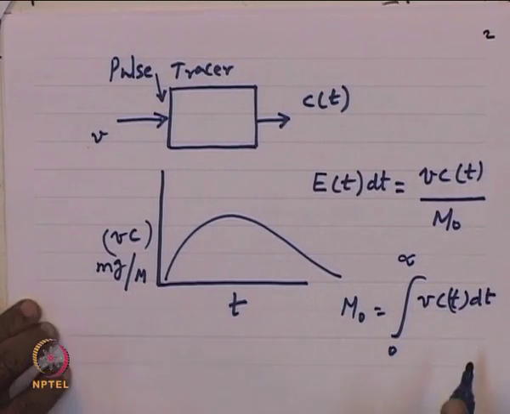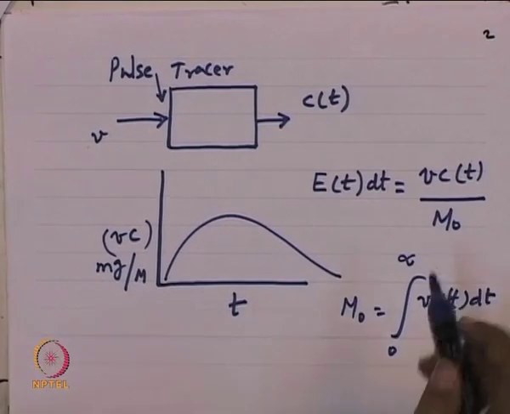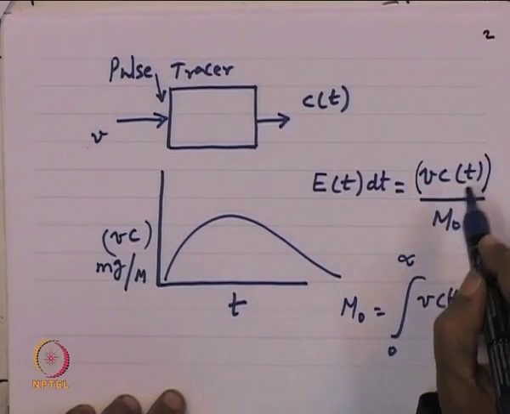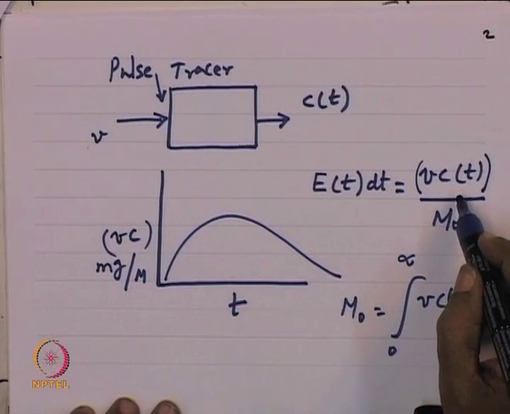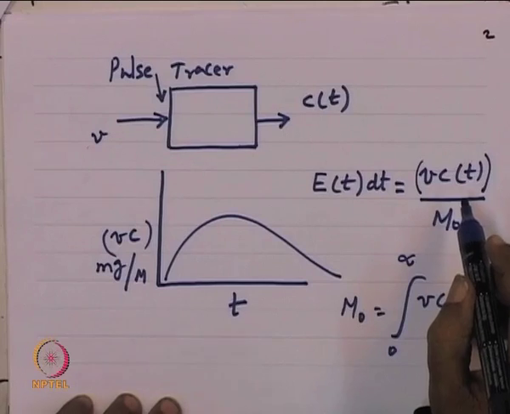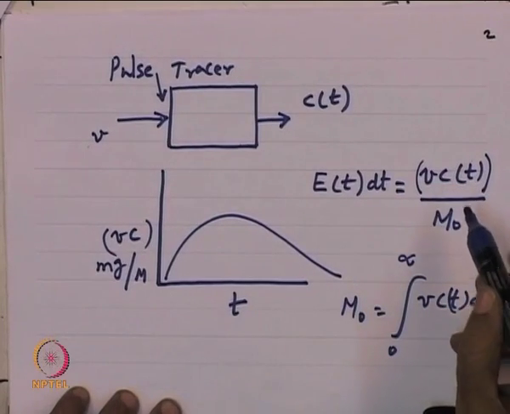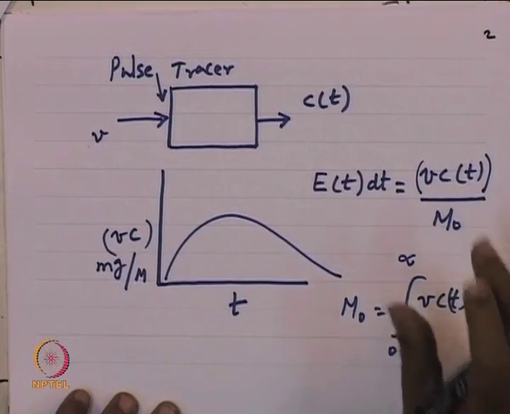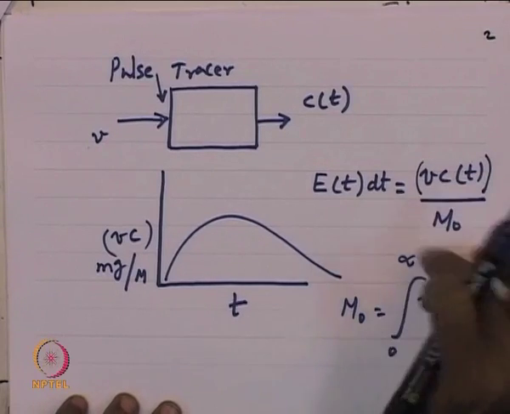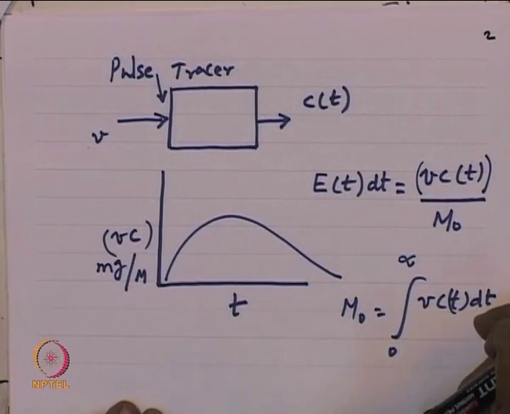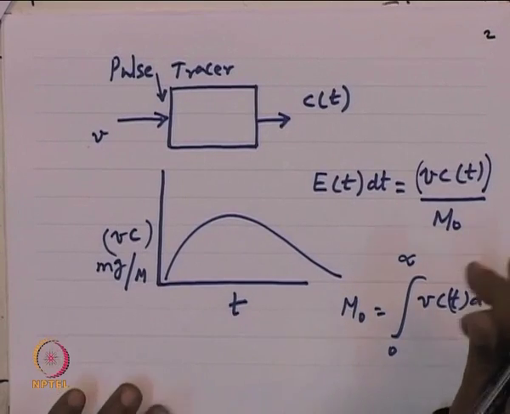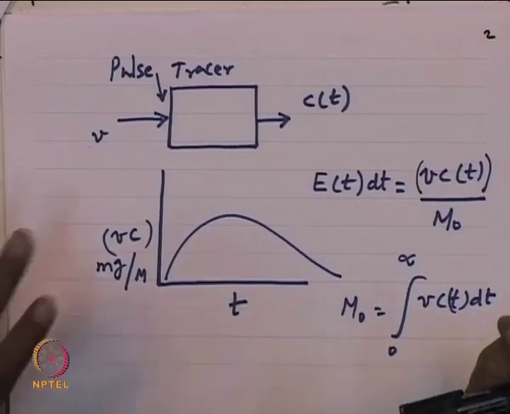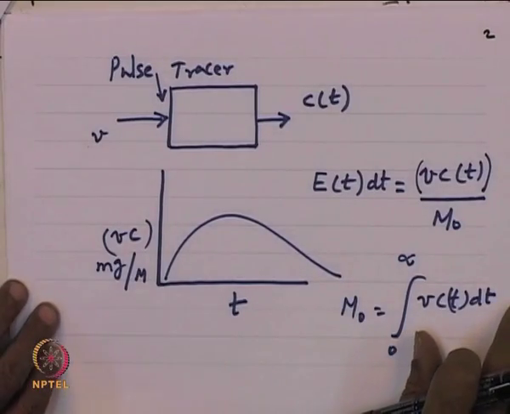dt. So, what does it mean? This term V times C(t) represents the material that is leaving the system at time between t and t plus dt. Well, this M 0 represents the total amount of material that we have put in. Therefore, this fraction refers to material with time of residence in the equipment between t and t plus dt, or shall we say a time of residence t. And this is the information of our interest.